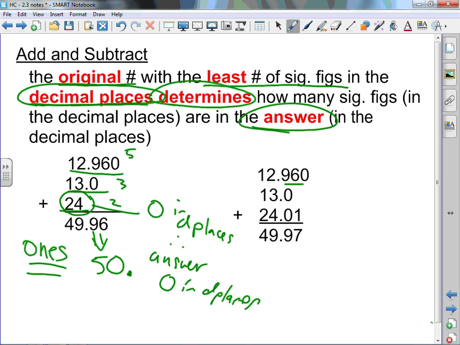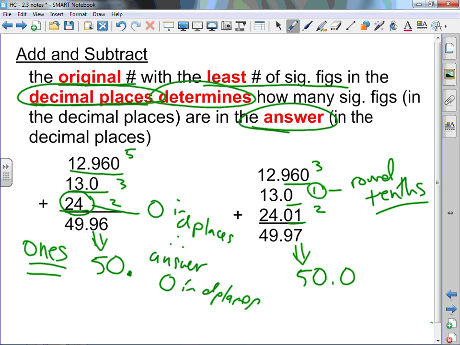Now let's look at this one over here. In the decimal, 3. In the decimal, 1. In the decimal, 2. Our answer can only have 1 digit in the decimal places. So 49.97 becomes 50.0. This basically tells us to round to the tenths place. Back here, we rounded to the ones place. That determines right there, once we've determined the number of significant figures in a measurement, the one that has the least determines how to round.